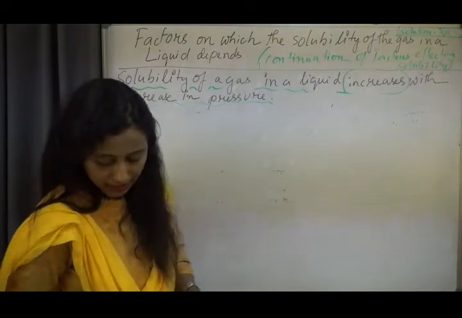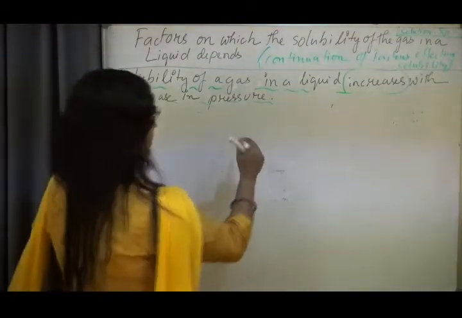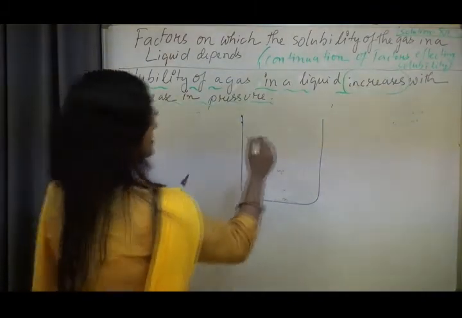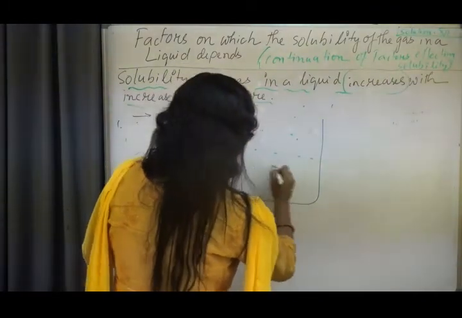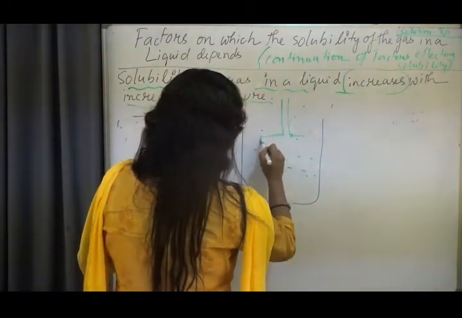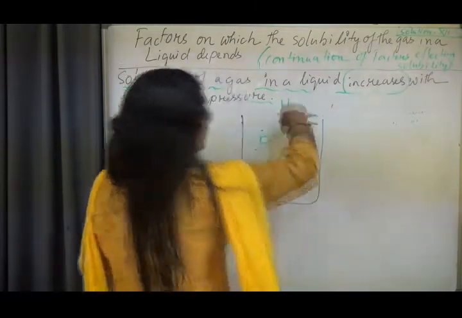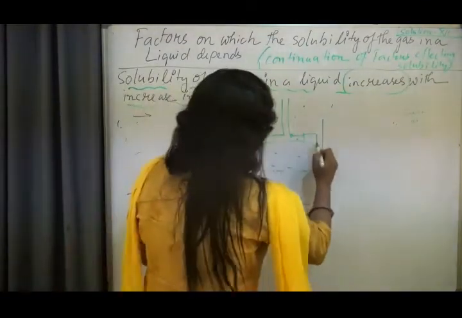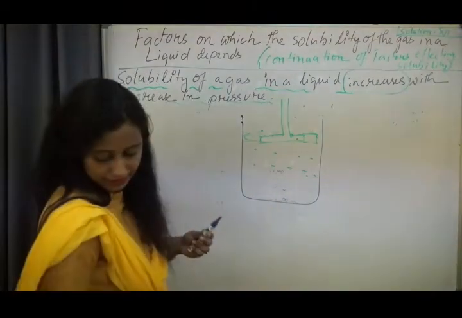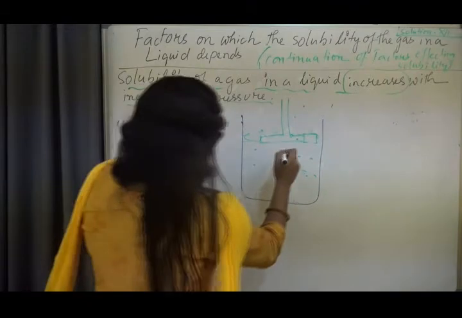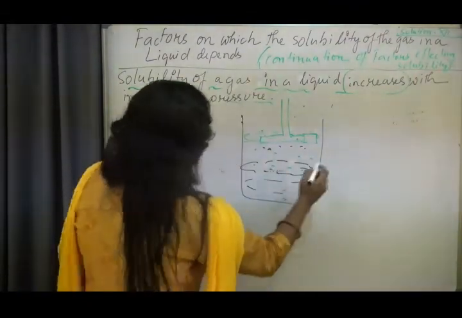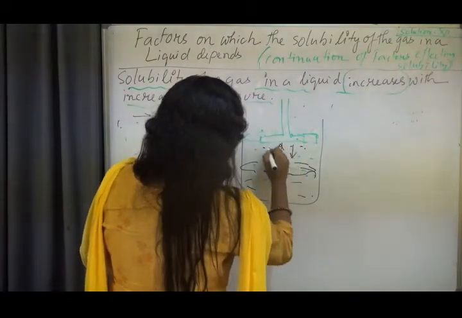So suppose this is the beaker. Some gases are there in it. A piston is applied into it. This is a movable piston. We can move it upwards and downwards, like this. So a piston is applied on the gas, and these air bubbles are liquefied.